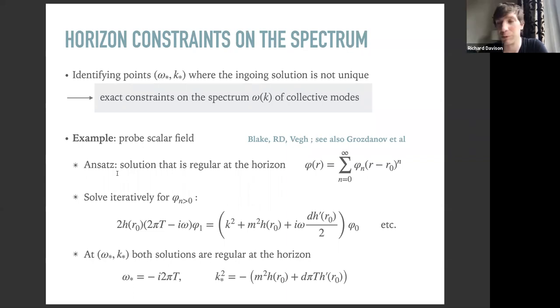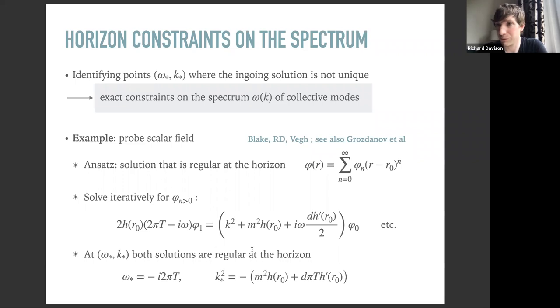So first of all, let me make an ansatz. So look for a solution for this scalar field that is regular at the horizon. So I'm going to write an ansatz as some Taylor series near the horizon for my scalar field. Okay, so just by definition, this is regular, this is ingoing. And then I could substitute this into my equations of motion and solve them order by order in an expansion near the horizon.